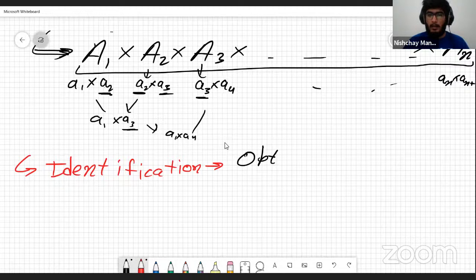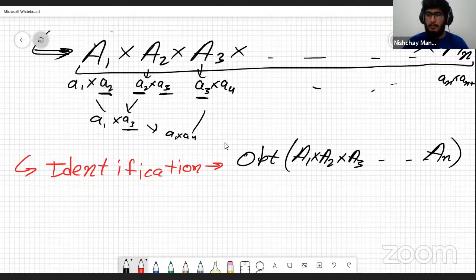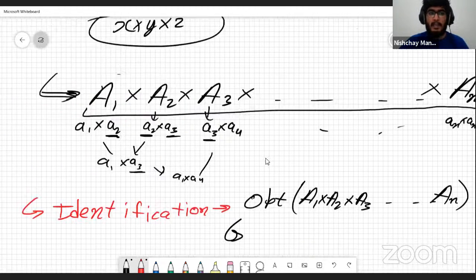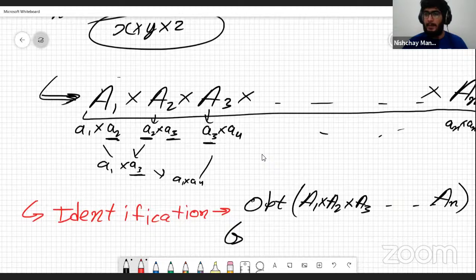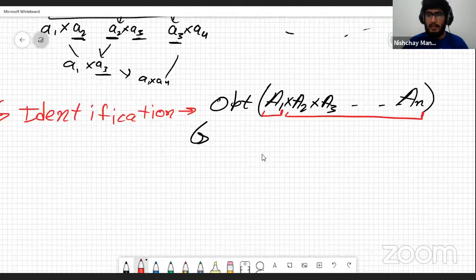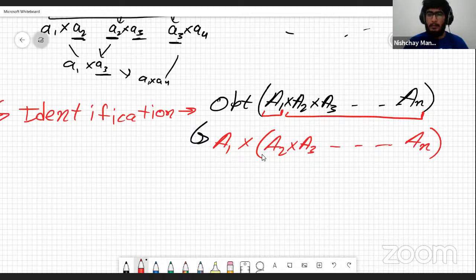The optimal number of steps of a1 into a2 into a3, up until an, is nothing but, I'm going to write the recursion formula here, we can group these A1 up until AN into certain parts. We can either group like this, where we multiply A1 into A2 into A3 up until AN. So we just have to apply brackets here.